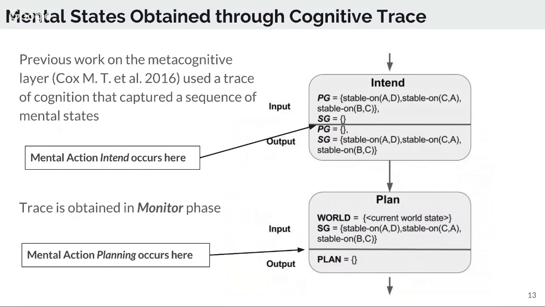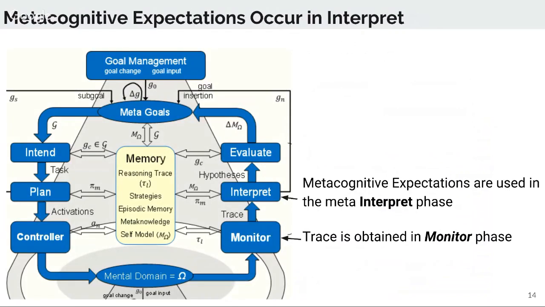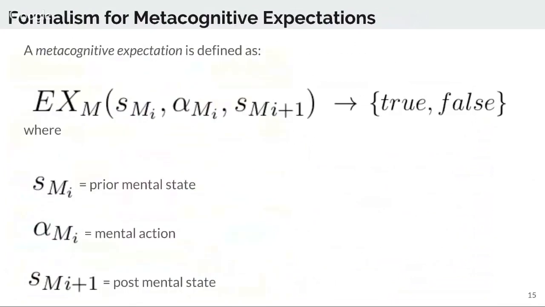We would expect this to be a plan with one or more actions that the agent is planning to execute. So just to show in the diagram where these fit in, the metacognitive expectations are in the interpret phase, and the trace is gathered in the monitor phase. So when I say a metacognitive expectation, what am I talking about?